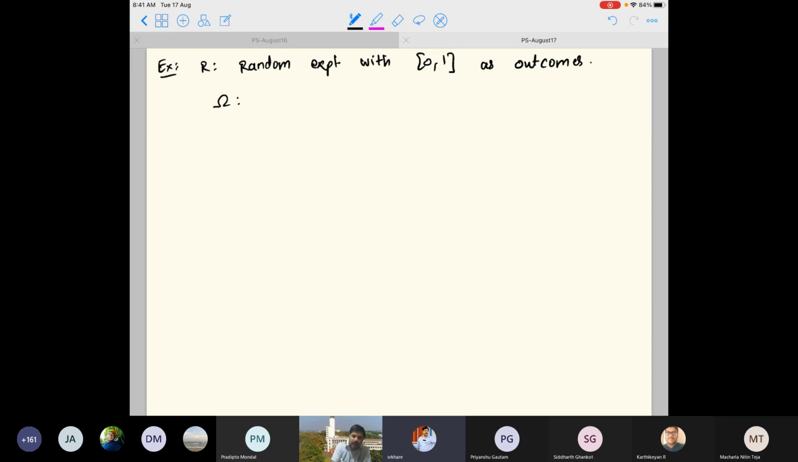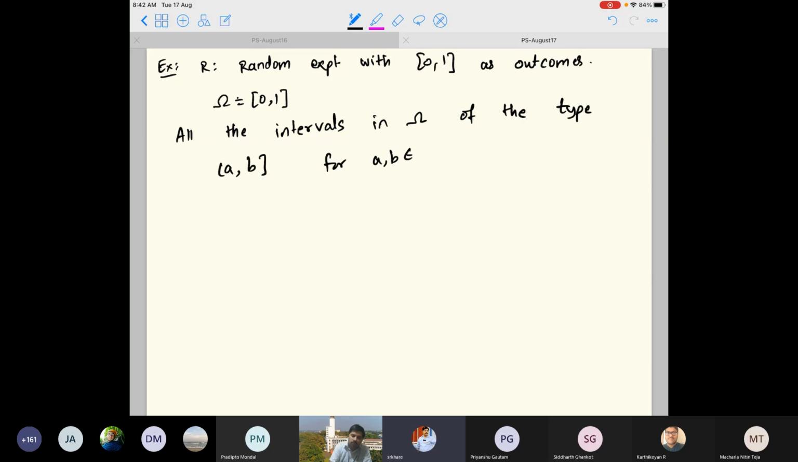So what I'm saying really, I have a random experiment whose omega is [0, 1]. Okay. And now instead of taking the power set, what do I take? I take all the intervals of omega, of the type (a, b] for a, b belonging to [0, 1]. Okay, I take all these intervals. And then the next thing is that I generate a sigma algebra with these intervals.